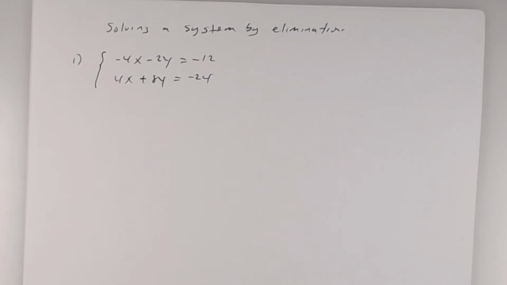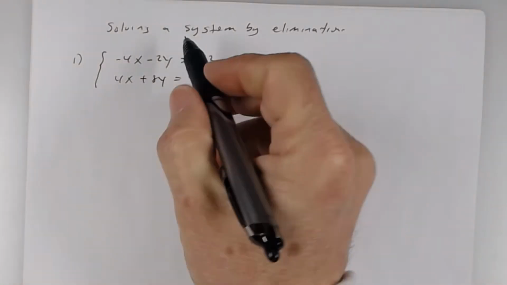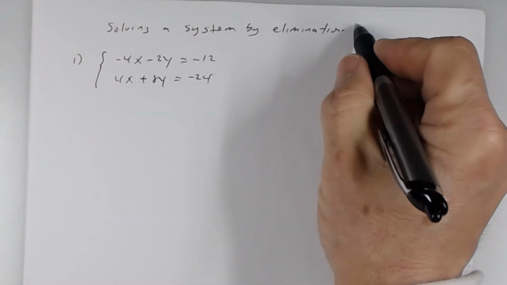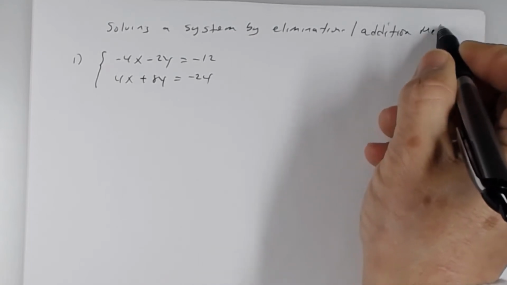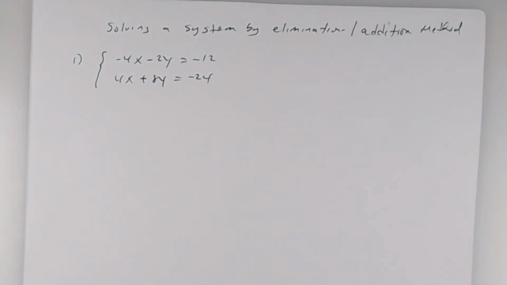Okay, so we're going to solve this system by elimination. Sometimes they'll call it the addition method, so I'm going to use the word solving system by elimination / addition method. They kind of mean the same thing, and you're going to see in the discussion, I'm going to use the word elimination, and I'm going to use the word addition.